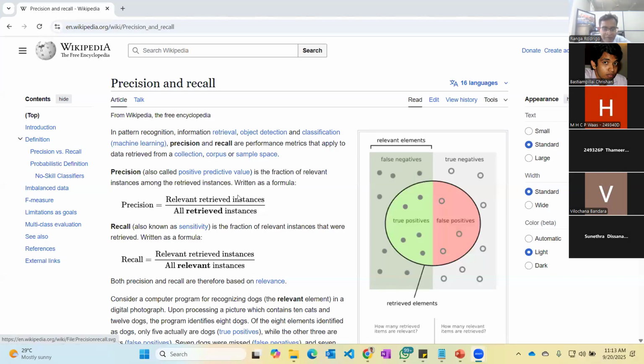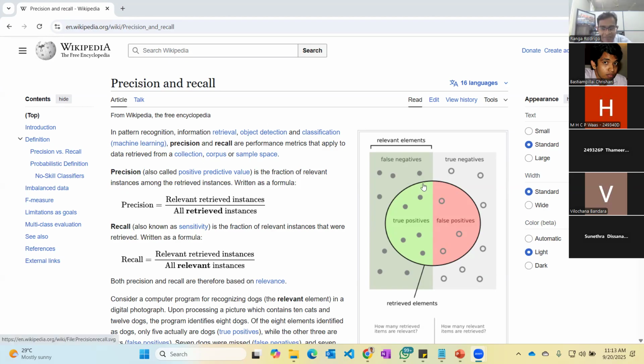We can look at this to think about the precision and recall. You can see here, precision is relevant retrieved instances over all retrieved instances. Precision means out of the things that we detected as correct, what are the correct ones? What is recall? Of all the correct ones, how many have we been able to retrieve?